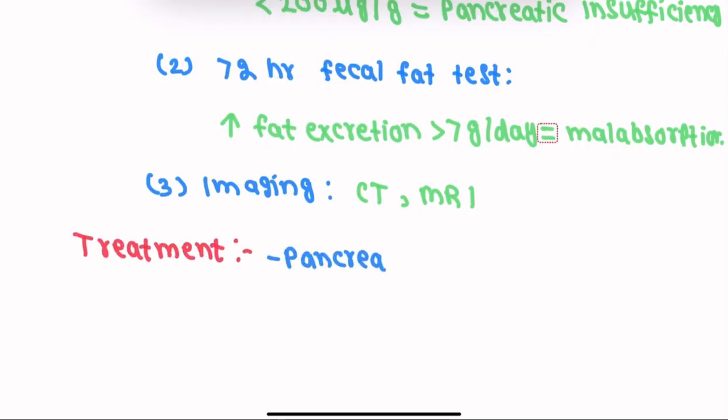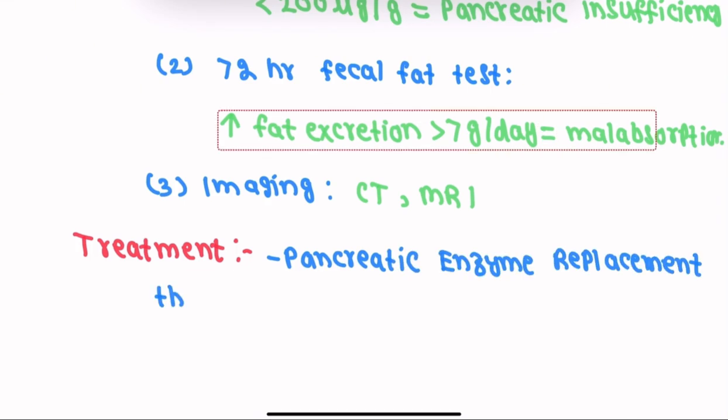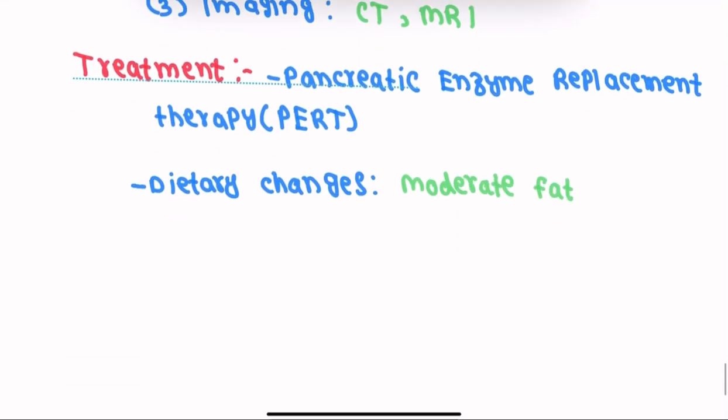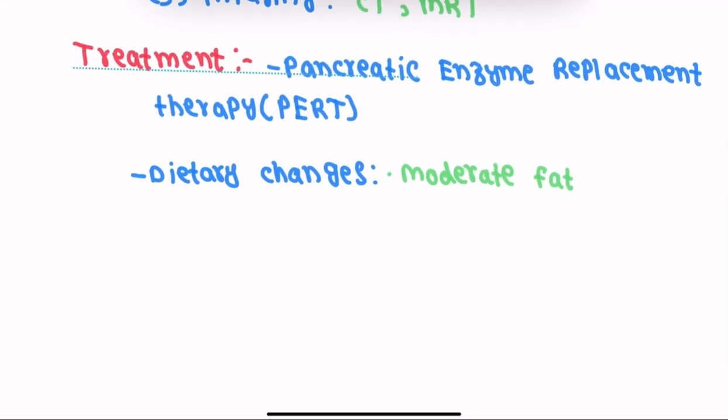Now if we go toward the treatment, we replace the enzymes that are deficient, and that is called pancreatic enzyme replacement therapy, in short PERT. And then we make some dietary changes. In dietary changes we allow moderate fats. We should not decrease fat too much; we can use moderate fat.